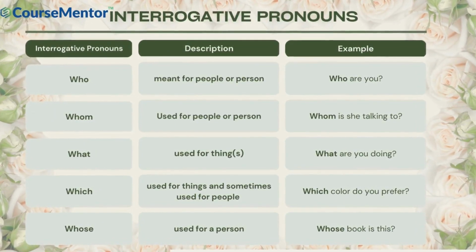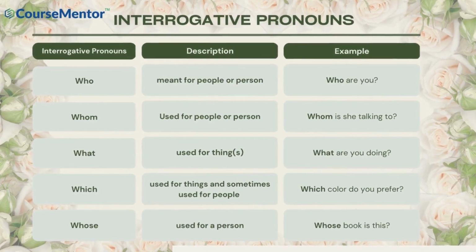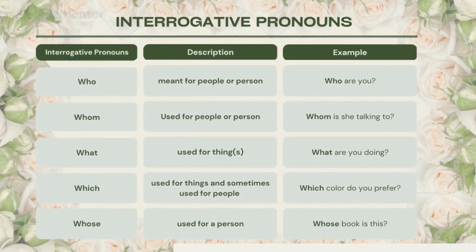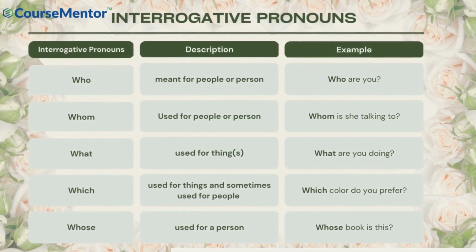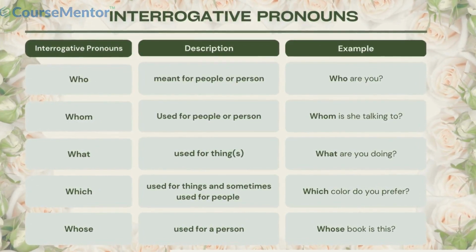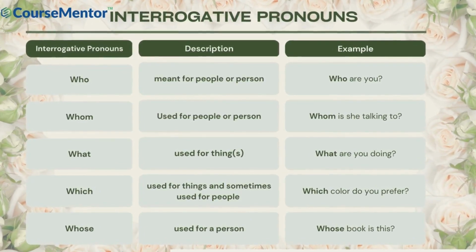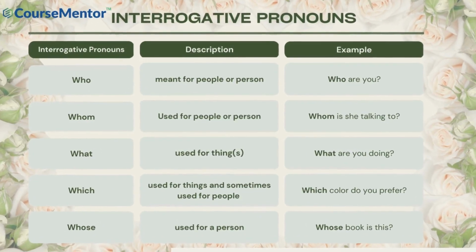The pronoun what is used for things. For instance, what are you doing? The pronoun which is used for things and sometimes for people. For example, which color do you prefer? The pronoun whose is used for a person's possession. For instance, whose book is this?